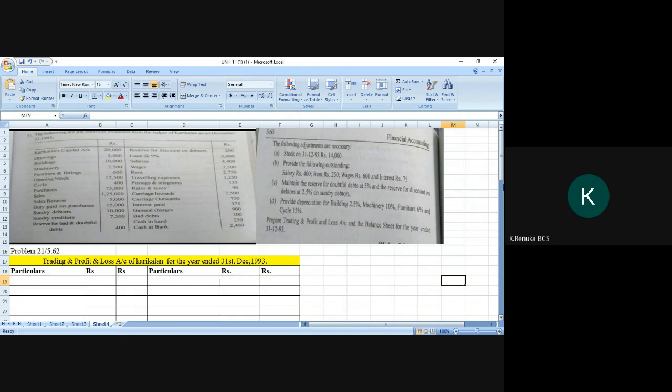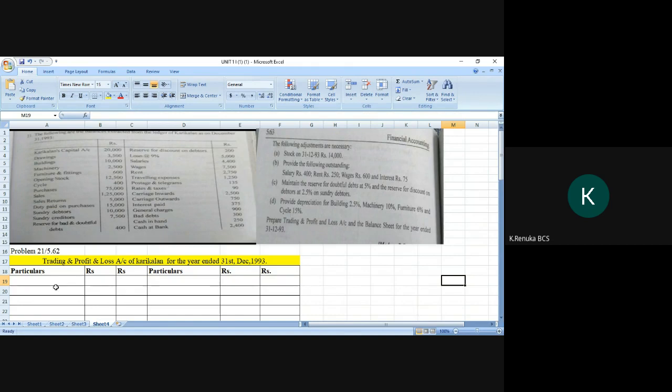So today we are going to start with the trading and P&L account of Karigalan for the year ended 31st December 1993. Here they have given you the balances, that is, which expenses have been incurred in the business, and then the following adjustments which have to be followed by the business. So first we are going to proceed with the trading and P&L account.